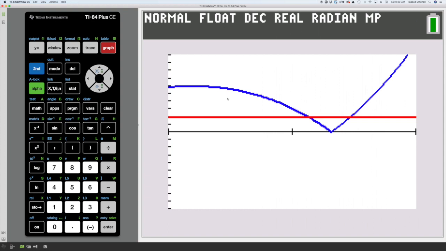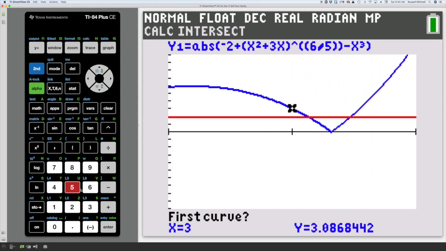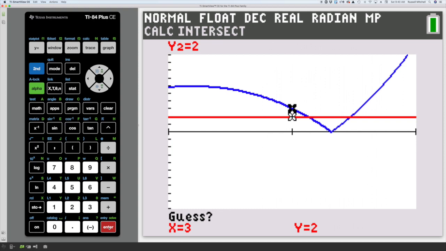Okay, so right here, this is my speed function, right? The blue is the speed, and the red line is when it's 2. So right here we find this intersection, right here and here. So there are 2 times when the speed is exactly 2 in the interval 2 to 4, okay? So we're going to go second and trace for the calc menu, and we want to find the intersection. So the first curve is the speed, and then when it's equal to 2, and then guess, we're going to get the one on the left side first, okay?